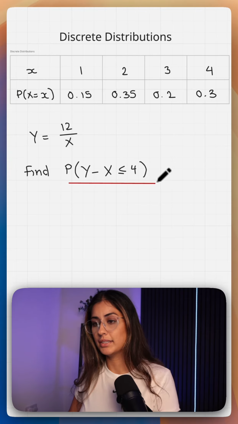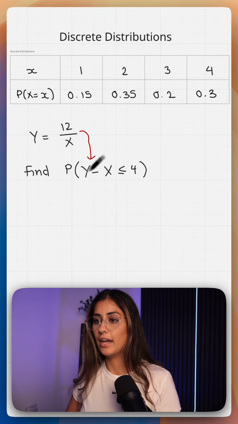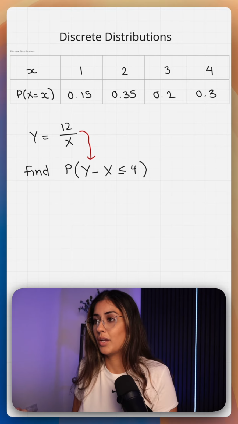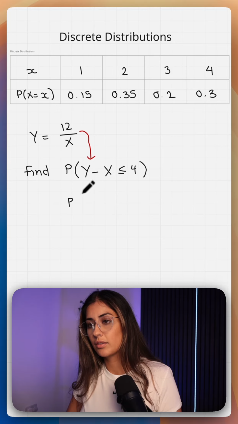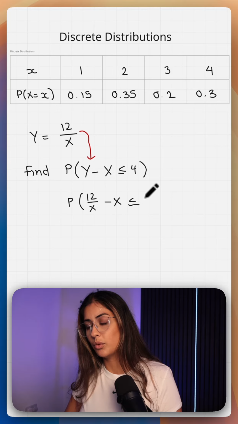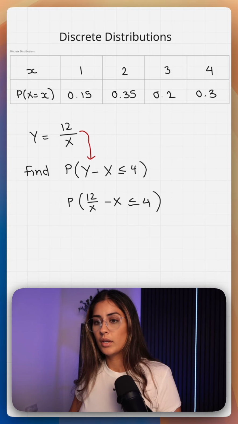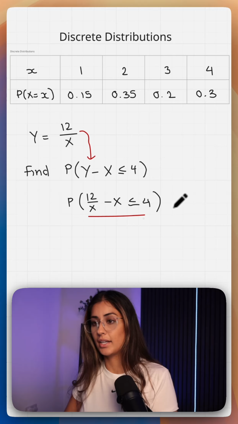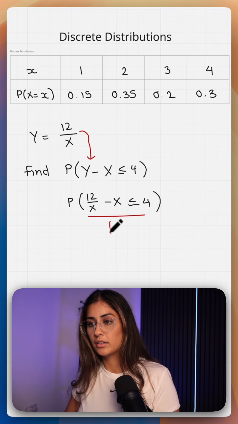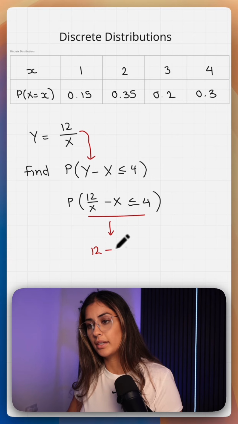So what you need to do essentially is substitute this straight into there and create some sort of probability just in terms of x. So if we sub that in, we've got 12 over x minus x, which is less than or equal to 4. Now this probably looks a bit strange at the moment, so I'm going to just multiply everything inside of this by x, and that will give us 12 minus x squared, which is less than or equal to 4.